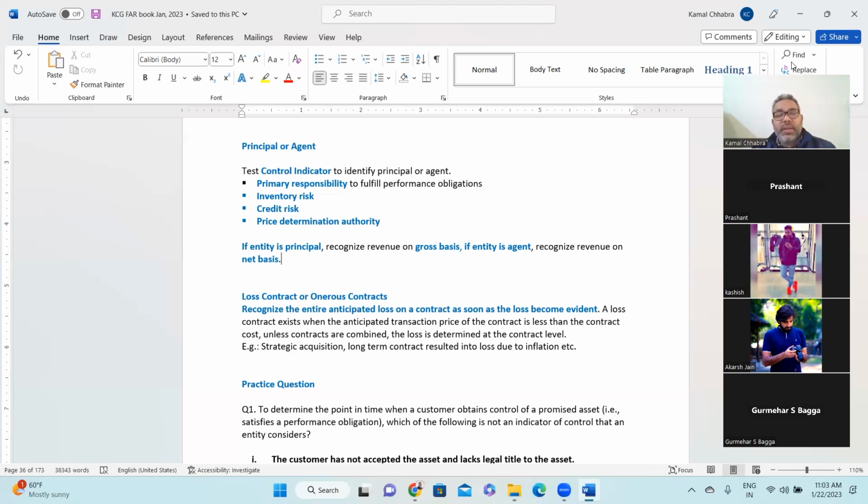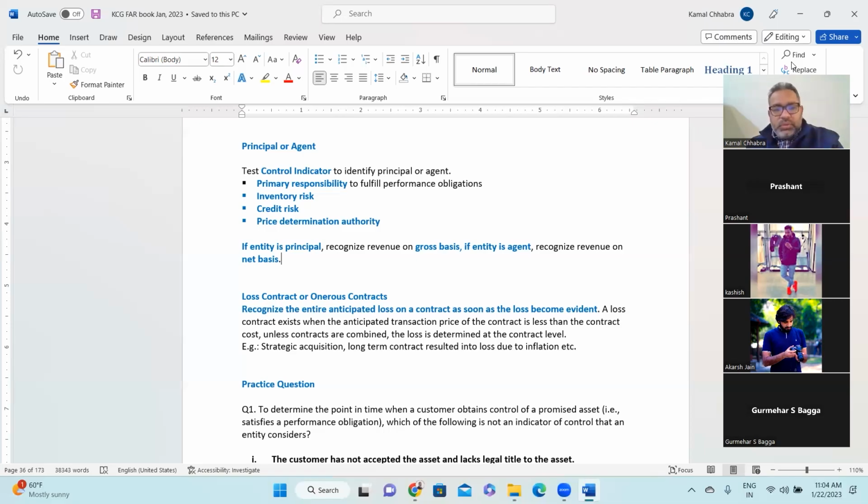So these are certain indicators which indicate who has the control, and those indicators help you identify who is the principal, right? Whosoever is the principal would be recognizing the revenue on a gross basis, and whosoever is not a principal, that means he or she is an agent, that agent needs to recognize the revenue on a net basis. What is net basis? Sales price minus purchase, only the commission amount. Make sense?